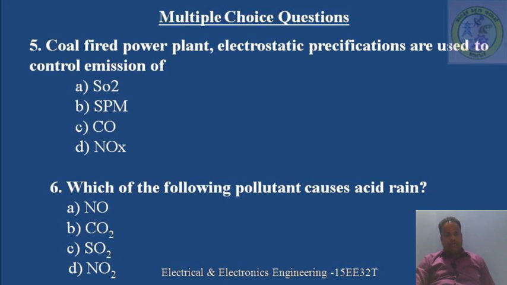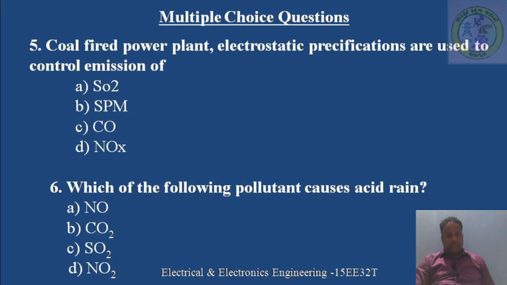The nitrogen dioxide is the main cause for the formation of acid rain. Therefore, the correct answer is nitrogen dioxide, NO2.